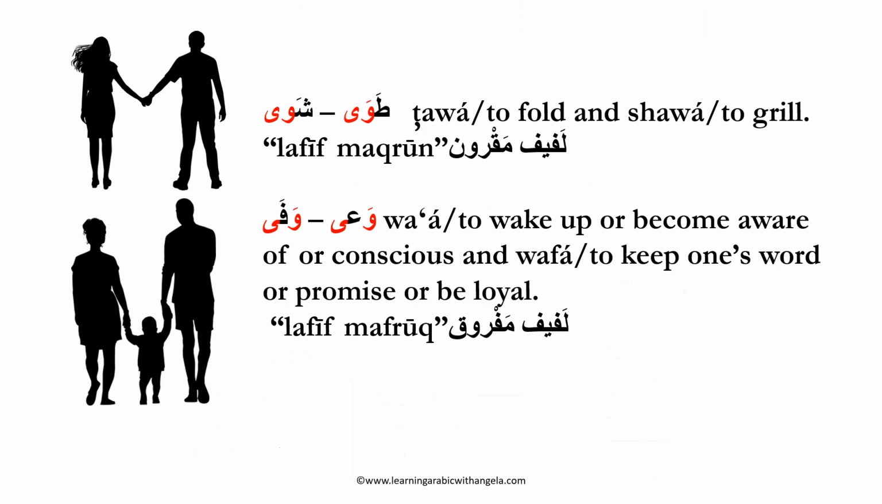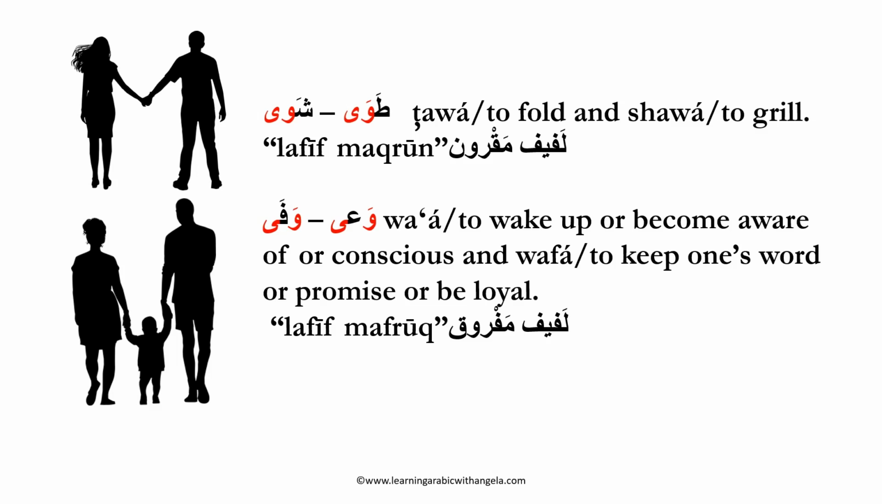In addition to the subcategories, a weak verb can also have two vowels, so not just one. In the examples over here, we have tawa, verb to fold, and shawa, verb to grill. And the two vowels over here are together and they're not separated by another letter, so they're kind of like holding hands, and this is what we call lafif maqroon, i.e.